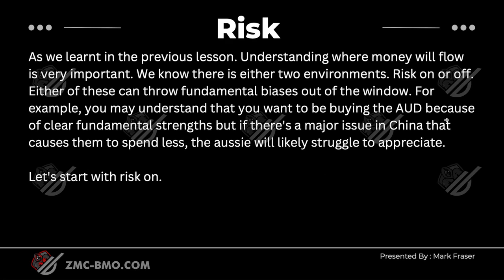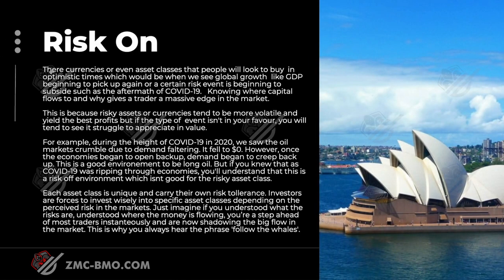So let's start with risk on. There are currencies or even asset classes that people look to buy in optimistic times, which will be when we see global growth like GDP beginning to pick up, or a certain risk event beginning to subside, such as the aftermath of COVID-19. I'm talking about the aftermath of 2020 COVID-19. Knowing where capital flows to and why gives a trader a massive edge in the market.